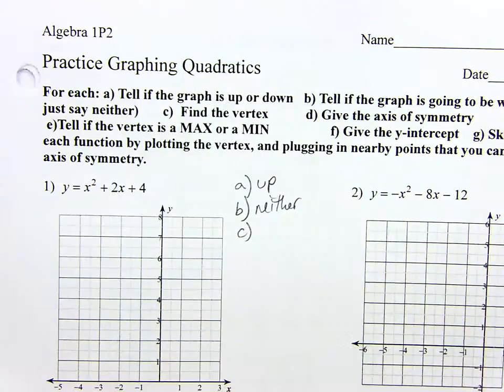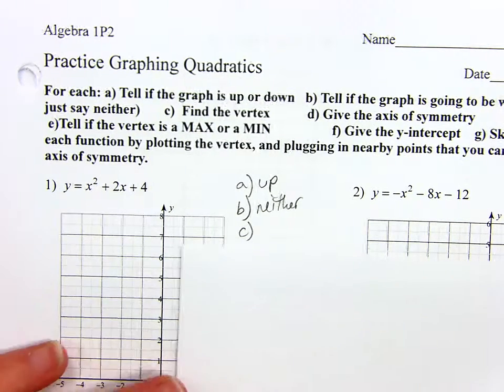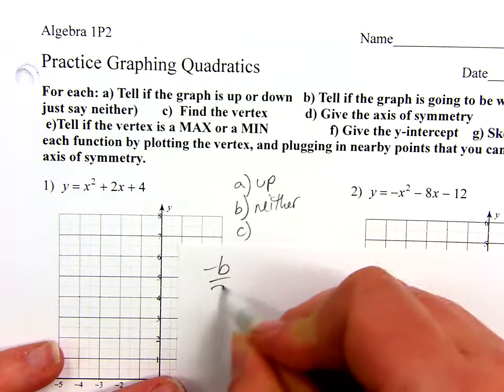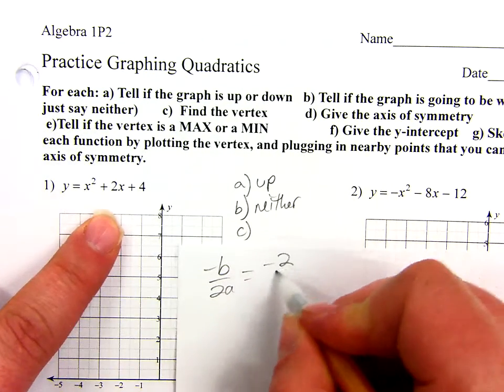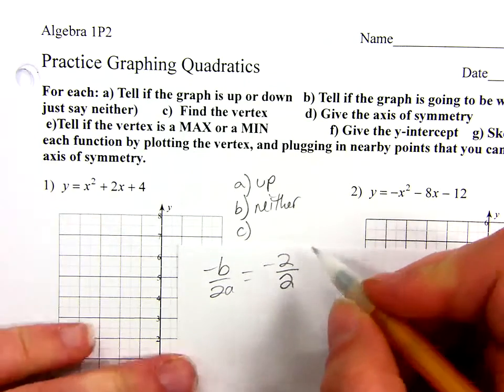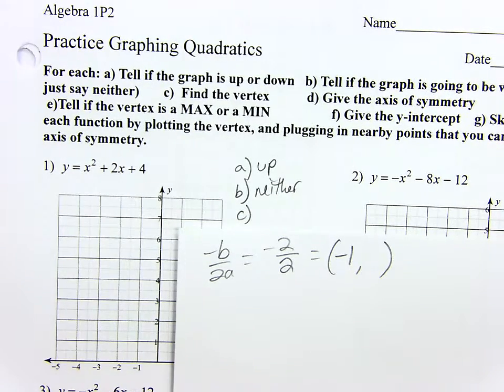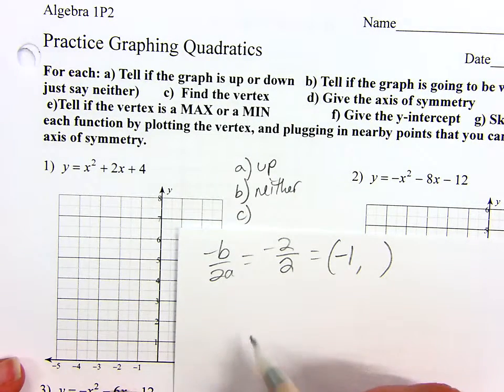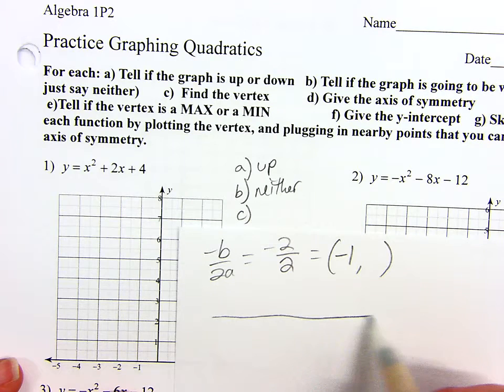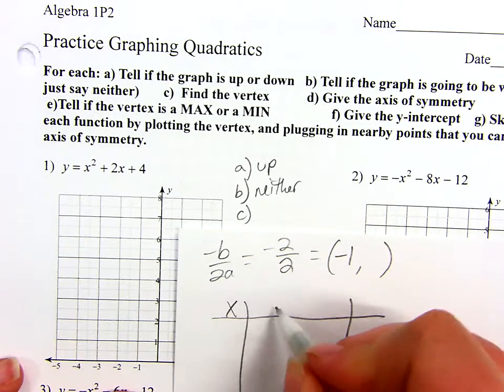C, find the vertex. You already know how to do that. So how do we find the vertex again? Negative b over 2a. I'm going to have another sheet of paper to do my scrapwork on, because you're not going to be able to fit everything on here. So, negative b over 2a, we're going to do negative 2 over 2 times 1, which is just 2. So my vertex is at negative 1 comma something. And then how do I figure out what that something is? I'm going to plug it in. I'm going to have to graph this anyway, so I'm just going to go ahead and make my chart.